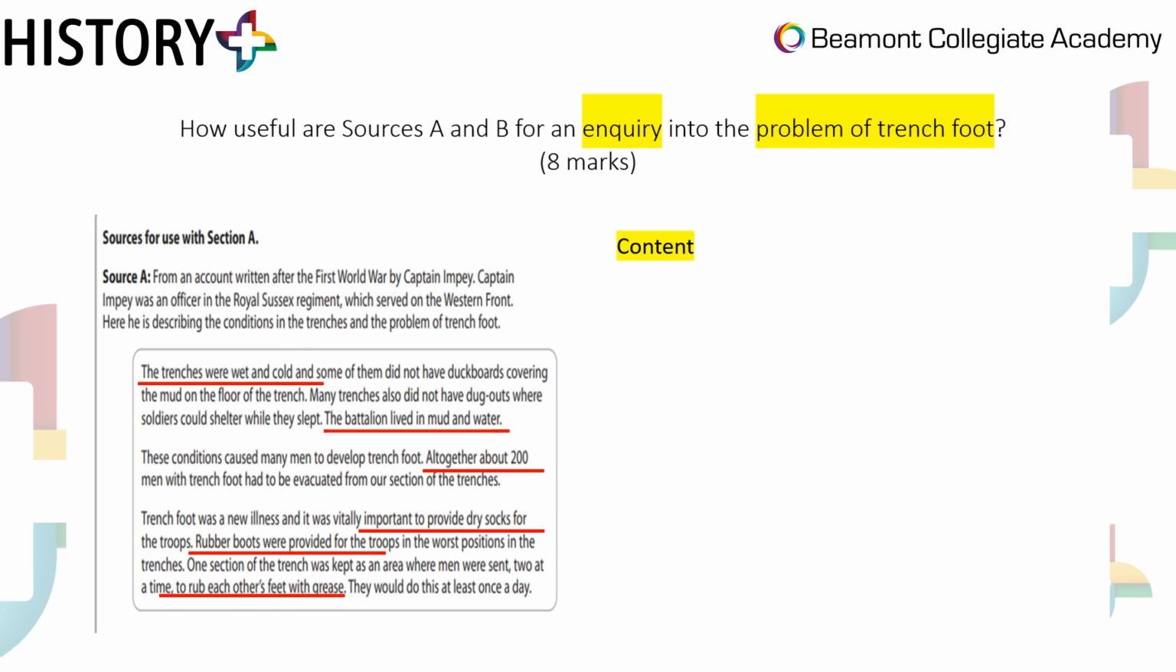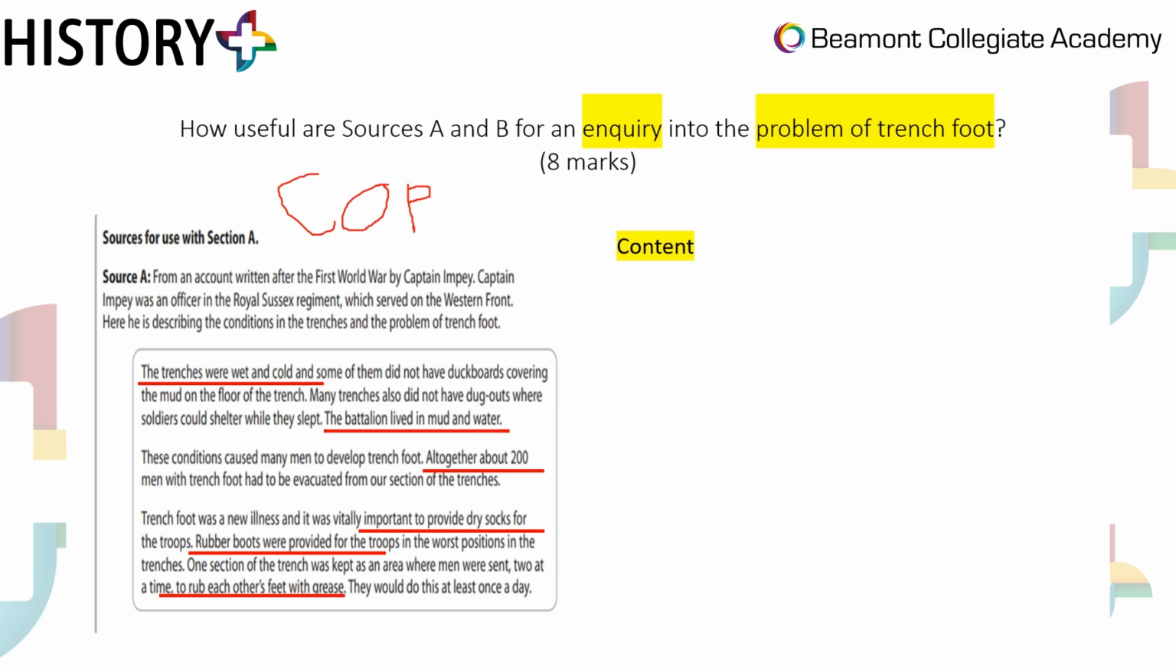So, how useful are sources A and B for an inquiry, for an investigation into the problem of trench foot? Remember, COP. We're going to start with the C, which stands for content. As you can see here, I have already underlined certain statements that will help me when analysing the content. I've underlined quotes that I could also use, which help to show the problem of trench foot.